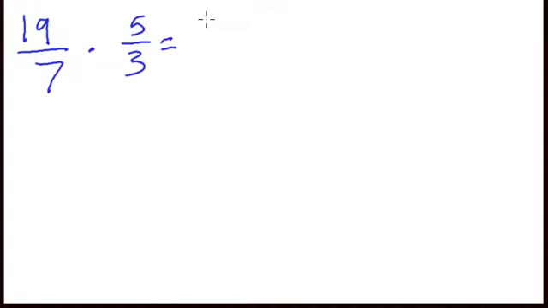All right. So this is 55. Is that right? No, that can't be right. It's 95. 5 times 19 would be 95. And then 7 times 3 is 21. Good. That's pretty much it.